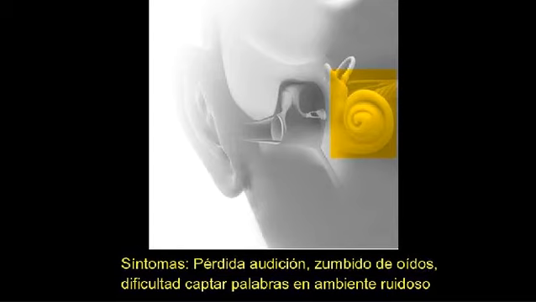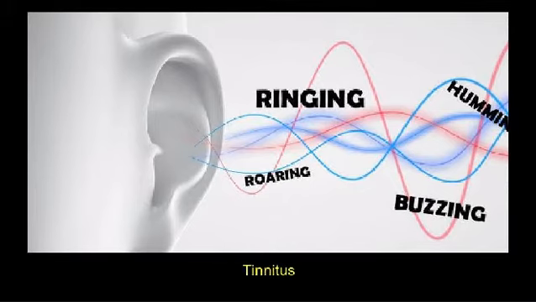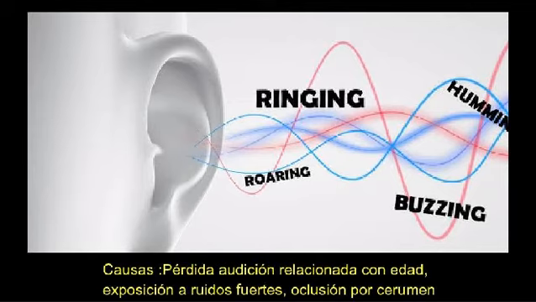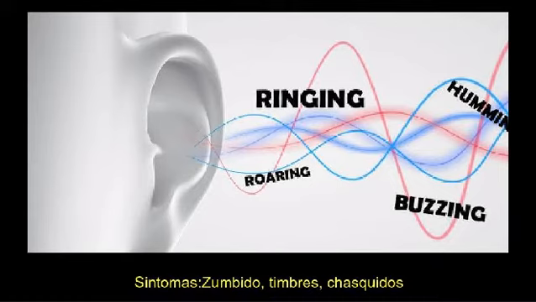The next pathology is tinnitus. Tinnitus affects the auditory cells and is caused by age-related hearing loss, exposure to loud noises, and earwax occlusion. The symptoms are buzzing, bells, and clicks.